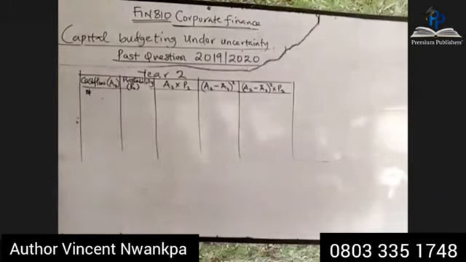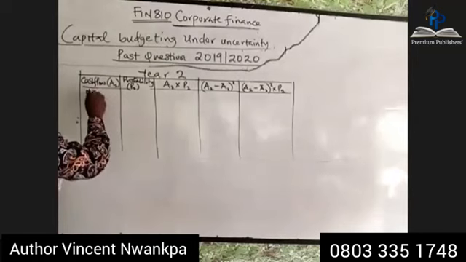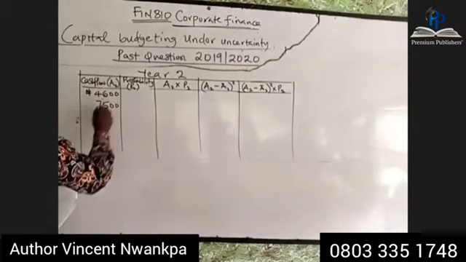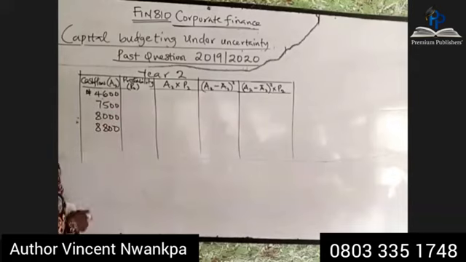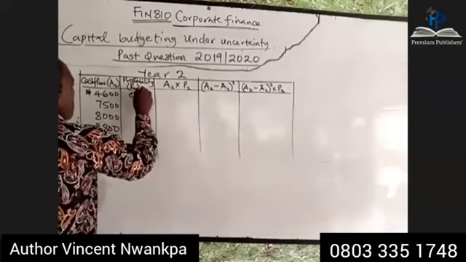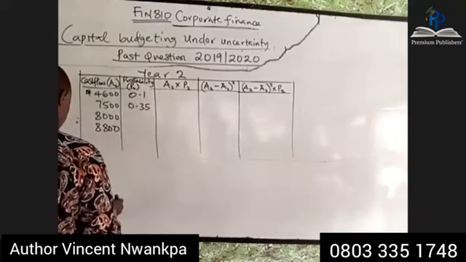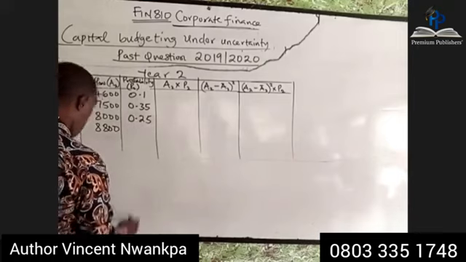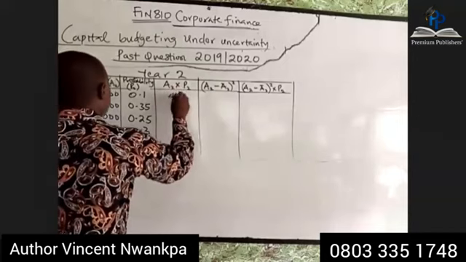Now, without wasting much of our time, year 2. Good. Okay, 7,500, 8,000, 88. That's all of it. Then probability: 0.1, 0.35, 0.25, and 0.13. Somebody multiply, this should be 46.